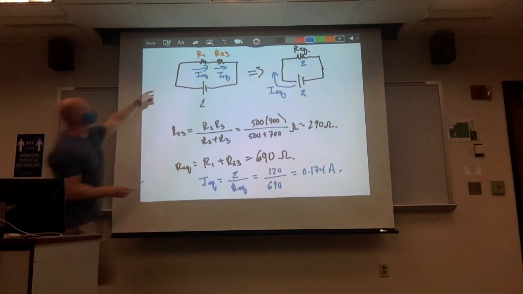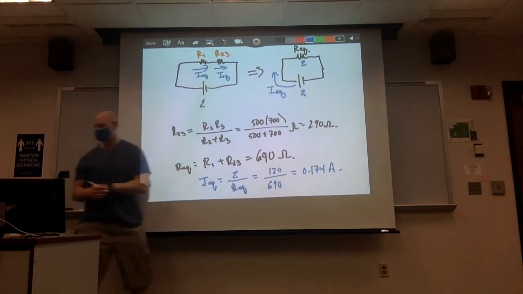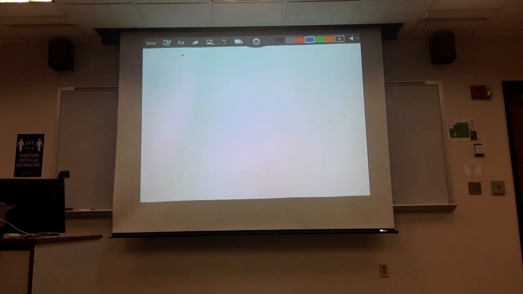Good. So I now know that current I1 is simply equal to IEQ. So from here, what I know is that current I1 is equal to IEQ, which is equal to 0.174 amps. What I also know is that the current I23 is also equal to the current IEQ, which is equal to 0.174 amps.